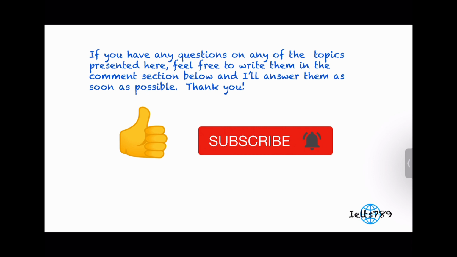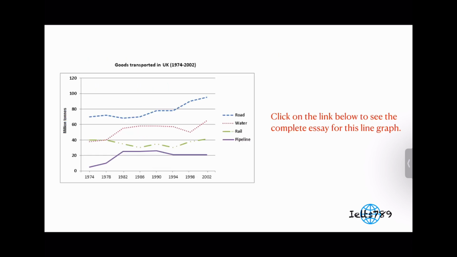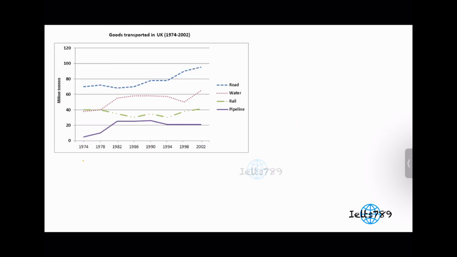Here's another line graph for extra practice. For this task, the years 1974 all the way to 2002 will be our interval of relevance. I have highlighted these years by using yellow vertical lines.